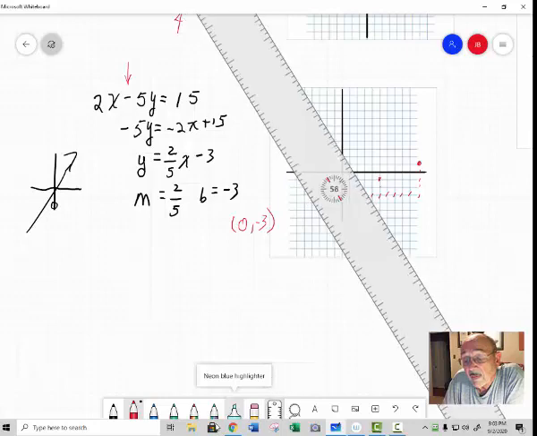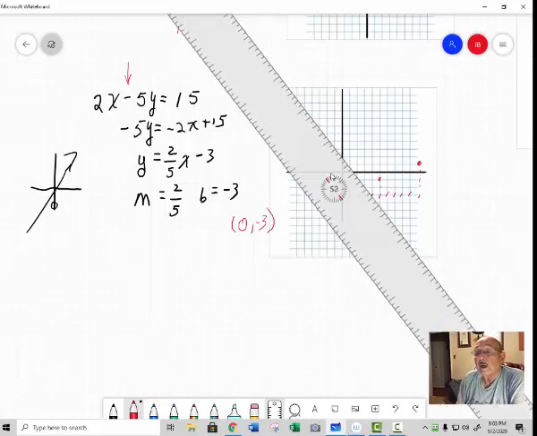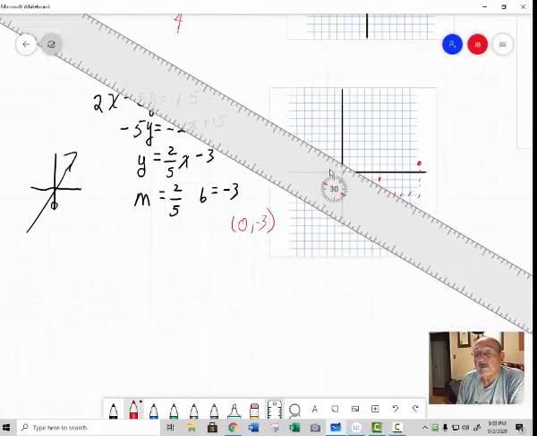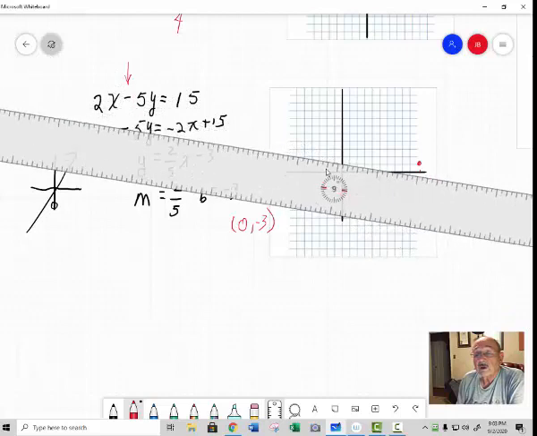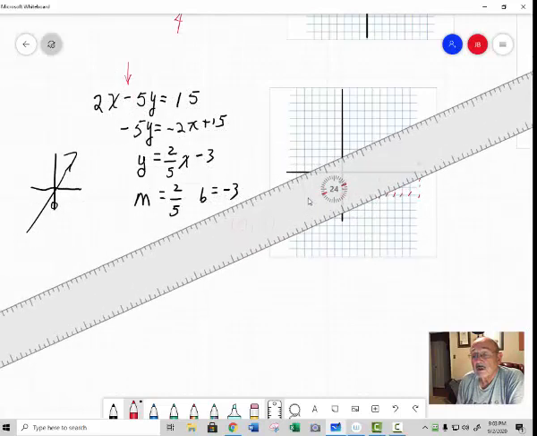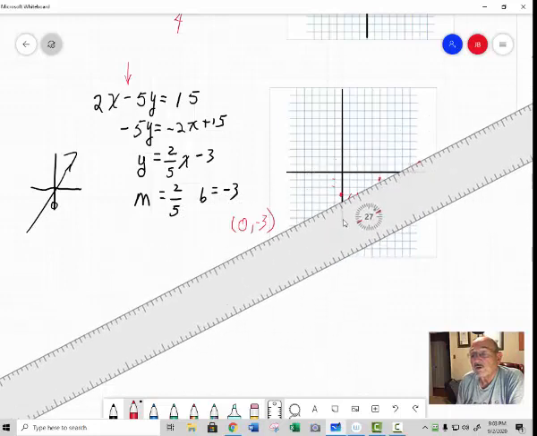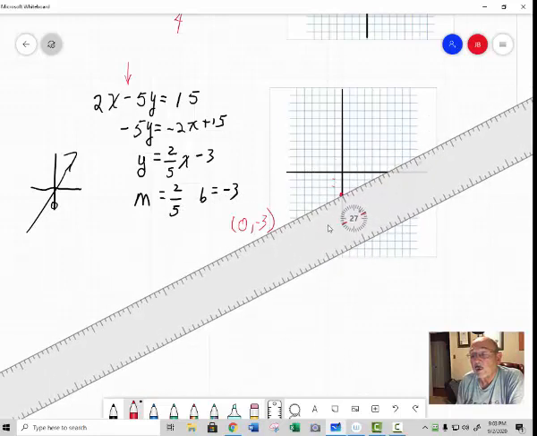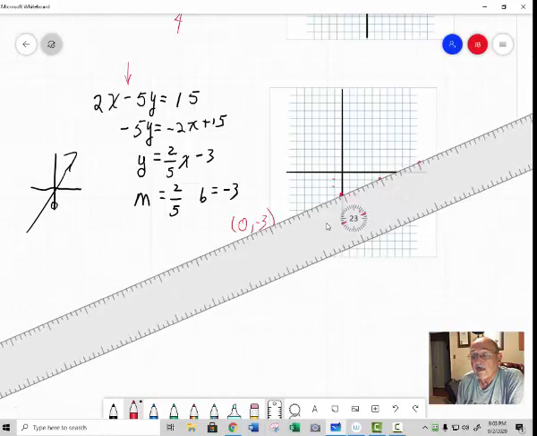Alright, now keep in mind that 2/5, 4/10, 6/15, all of those are the same slope. So you could use any pair of numbers, any combination of numbers that suits you.